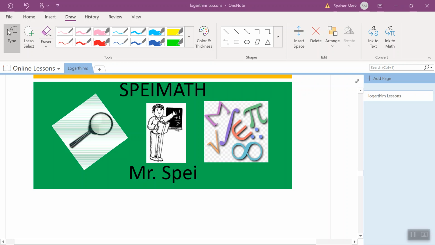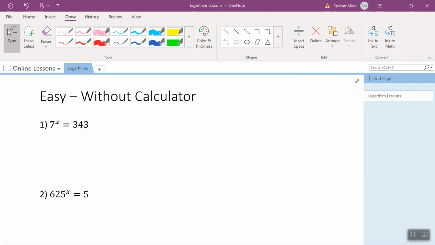This is Mr. Spy. This will be part 4 of my collection of visual logarithms, how to solve exponential equations using logarithms in a few cases. So we'll start off with the basic cases and work our way up in difficulty. First, two easy cases that you can do without a calculator.